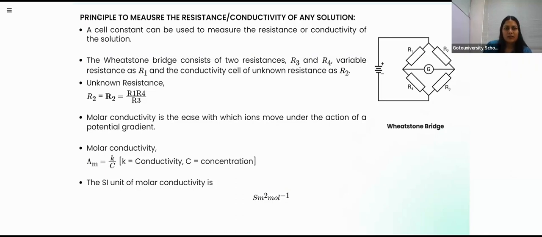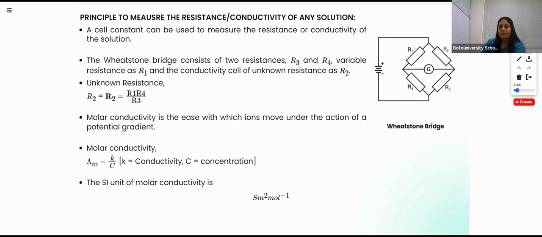A cell constant can be used. What is cell constant? G star, that is used to measure the resistance or say conductivity of a solution. This is a Wheatstone bridge. Here we have a galvanometer where all the resistances are attached, and we have a battery here. When the current starts flowing through these resistances, we face two issues: we cannot connect the solution using metallic wires.